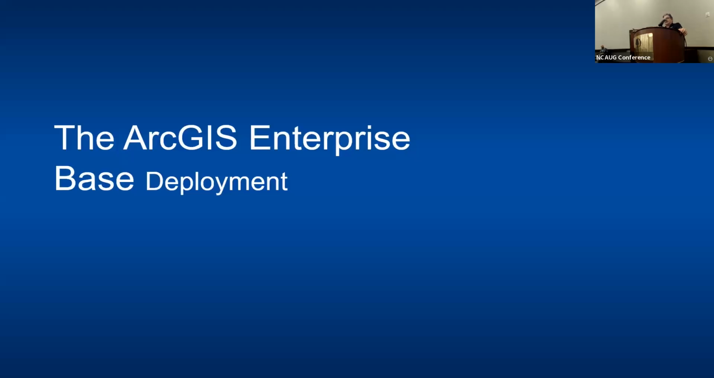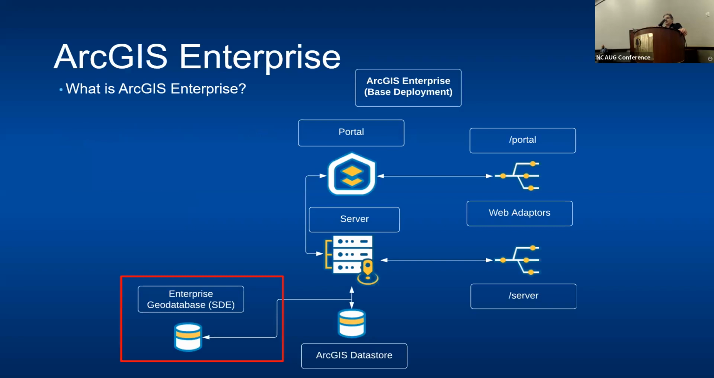So when we talk about ArcGIS Enterprise, we're going to start with the base deployment. And when you're looking at the base deployment, we're going to look at the components that make up that base deployment. So, obviously with ArcGIS Enterprise and a base deployment, we've got the web adapters, we've got Portal, we've got ArcGIS Server, we've got the ArcGIS Data Store.